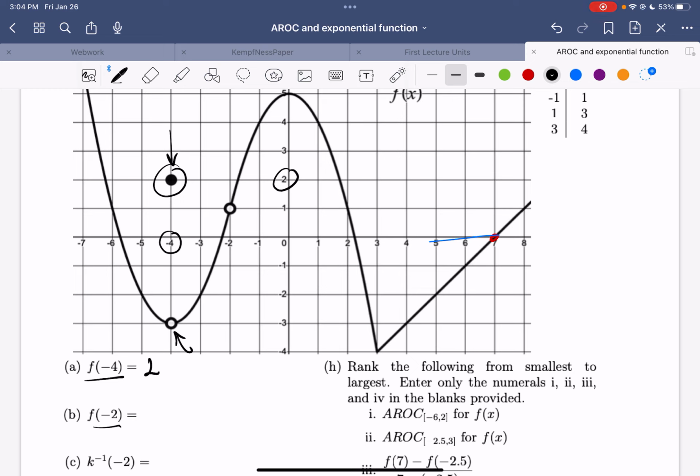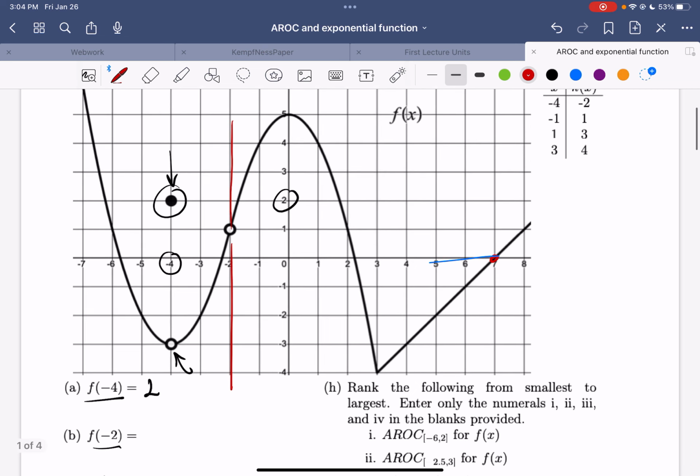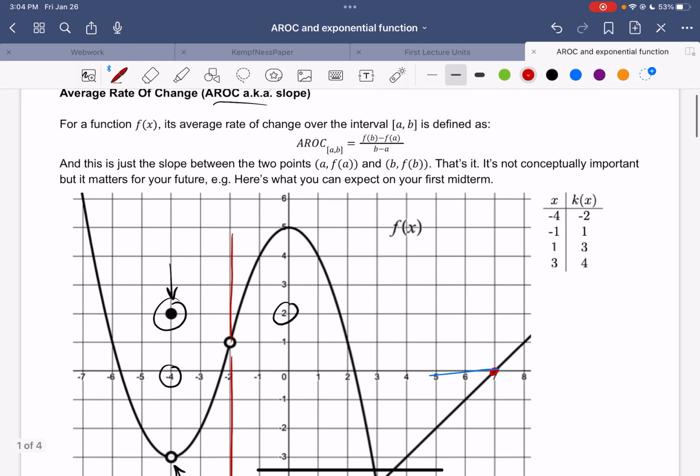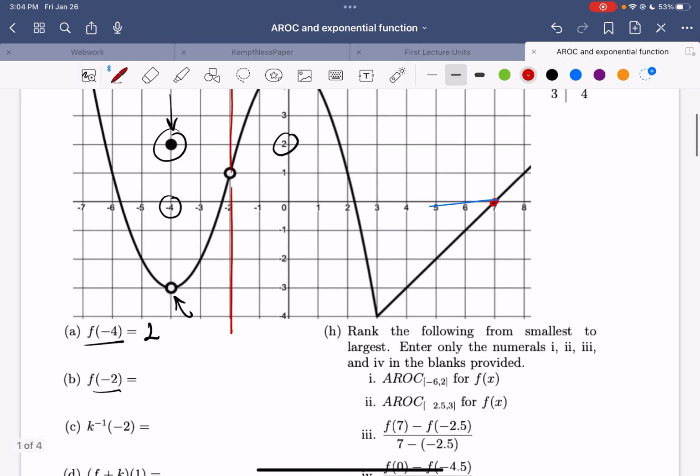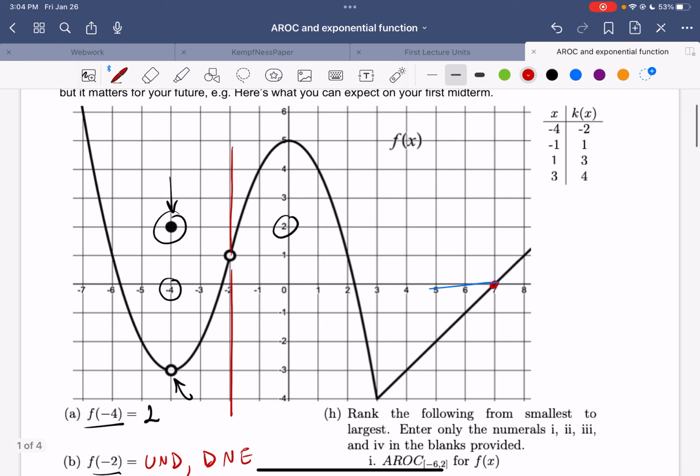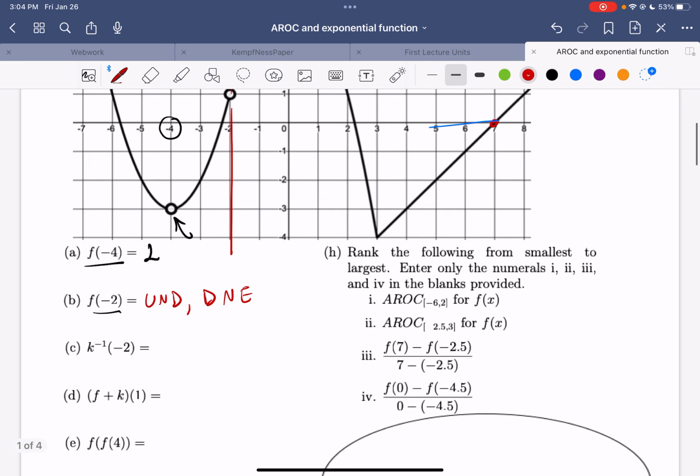All right, how about f of negative 2? Well, I'm looking at x equals negative 2. So I'm looking in this vertical strip here. And there is no closed dot. There's just an open dot. That's because this is undefined. It does not exist. So you could either say UND for undefined, or you could say DNE for does not exist. We'll accept either one. The point is that the function is not defined there. Negative 2 is not in the domain.